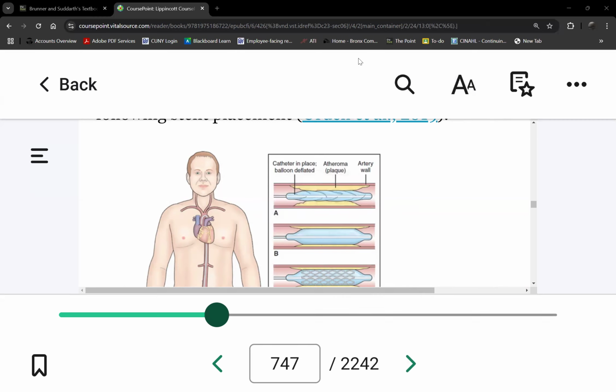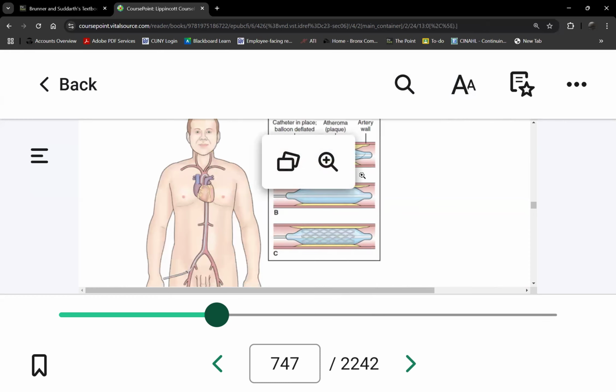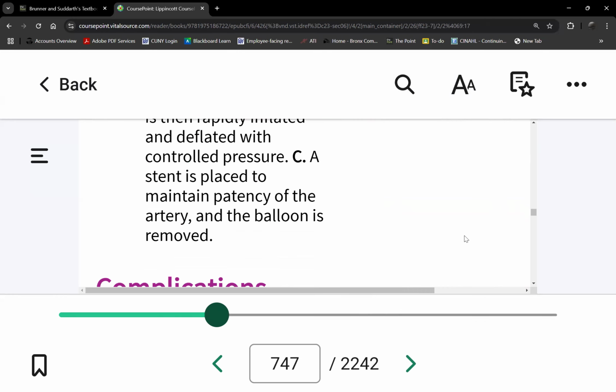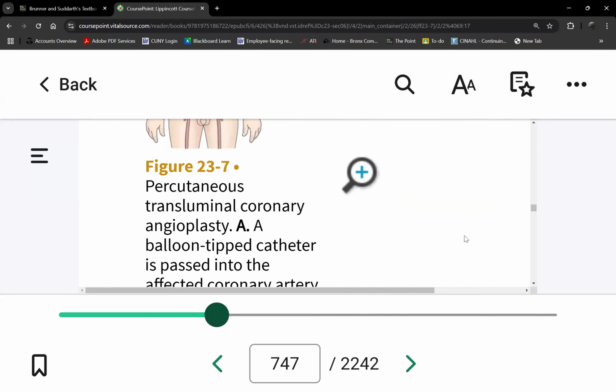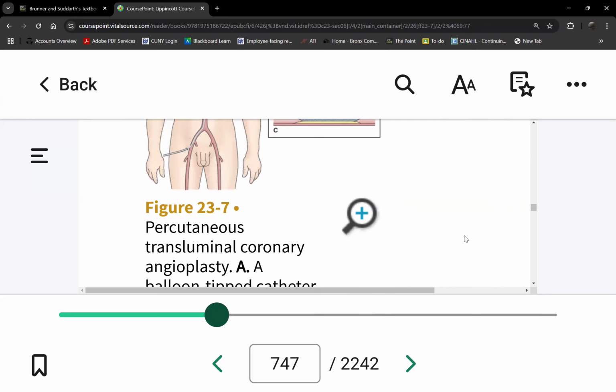So here's the description. That's what it looks like. Balloon, inflate, flattens, and then here's the stent that's going to be left behind. That's the wire or the metal mesh. So can atherosclerosis also develop in the veins? It can develop in any blood vessel, but mostly arteries.